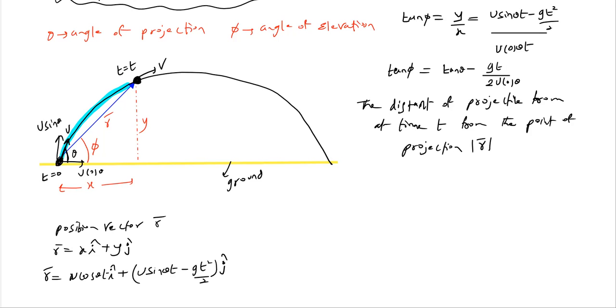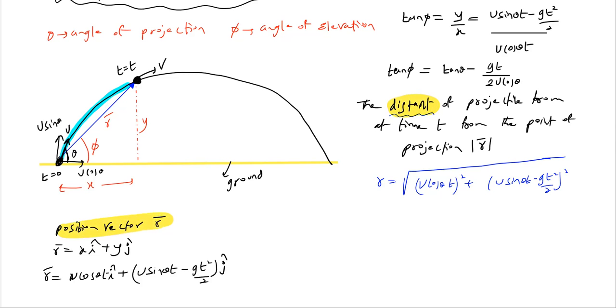So already we know the r bar vector. The modulus of this we have to take. R bar is equal to the square root of u cos theta t whole square plus the vertical component squared. This will become the distance, the position vector distance. Okay, these are all the terms we define for projectile motion.